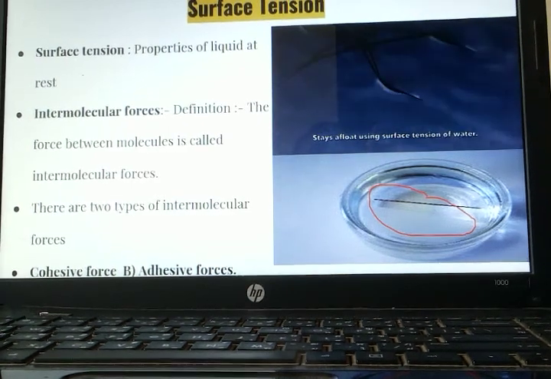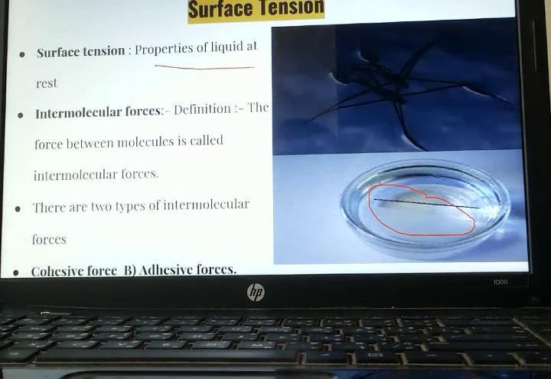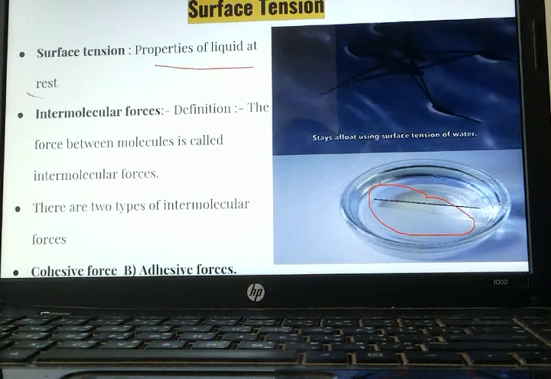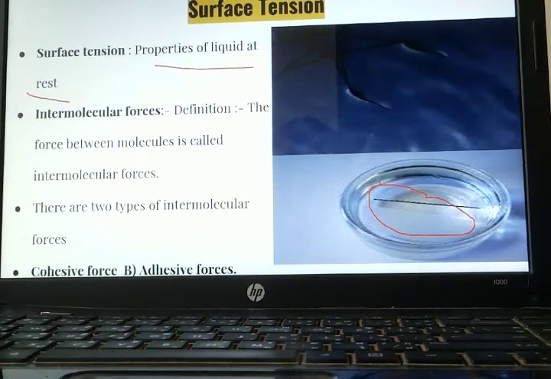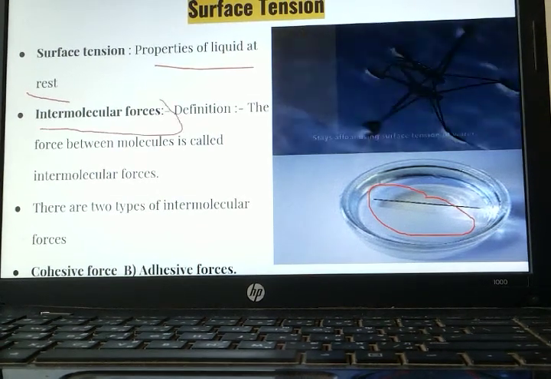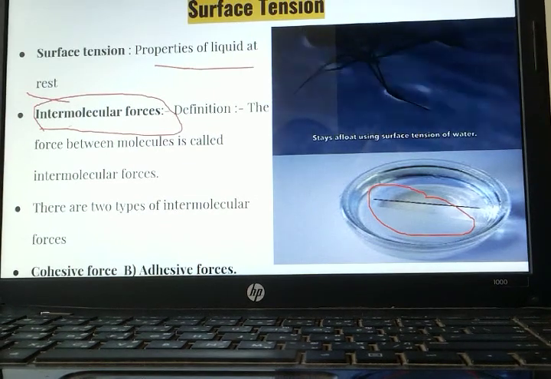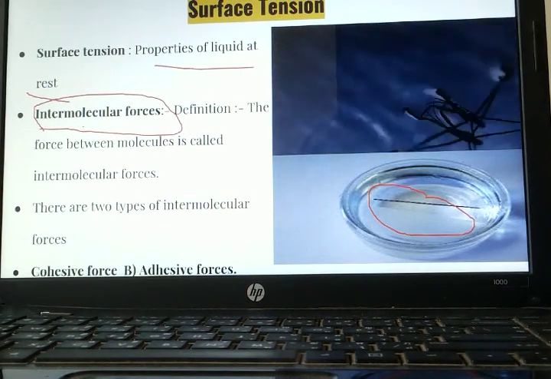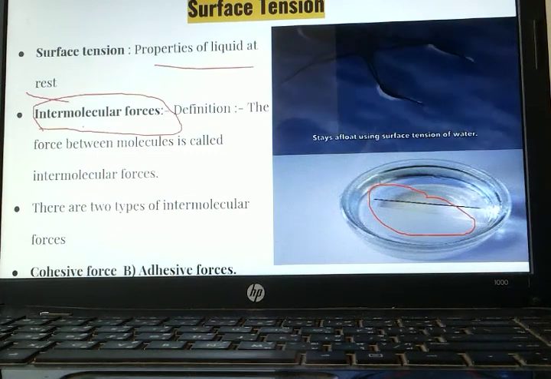Okay. So surface tension is a property of the liquid whenever the liquid is at rest. Surface tension is basically due to the force that is called intermolecular force. Intermolecular means what? Force between two molecules is called intermolecular force.